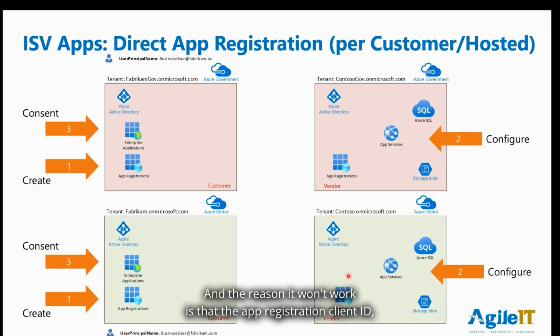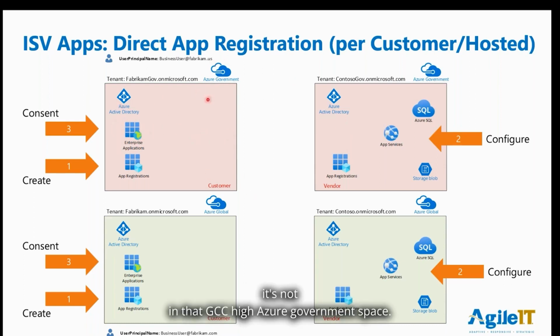And the reason it won't work is that the app registration client ID, which is unique to your application, and I will talk about how that can be shared across multiple tenants, will only be valid in the global space. It won't work in the GCC High space. They're different. If you did redirect them, the person will log in, and then it'll say, hey, you need to certify this, and then it'll fail because it'll say, I can't find the client ID. That's because when it's trying to do the consent for that app registration in the customer's tenant, it's not in that GCC High Azure Government space, so it will fail.